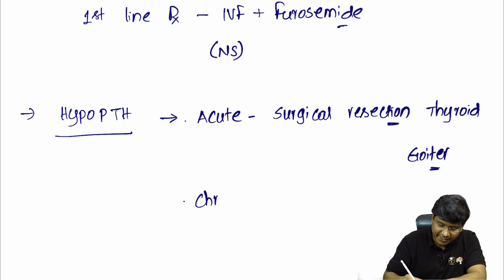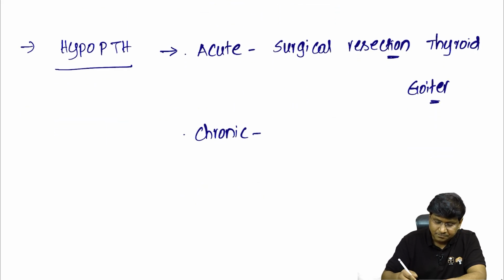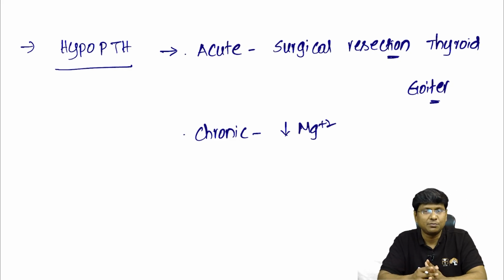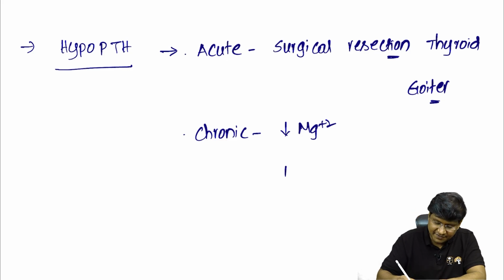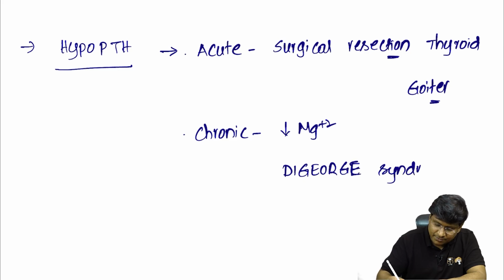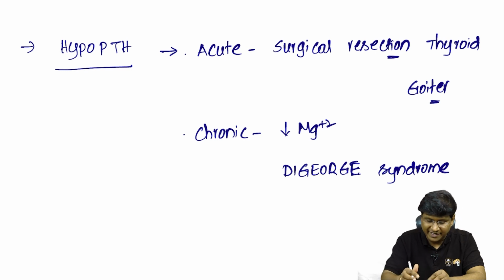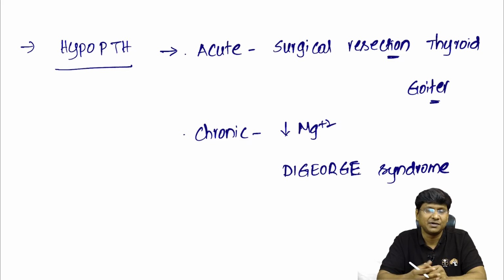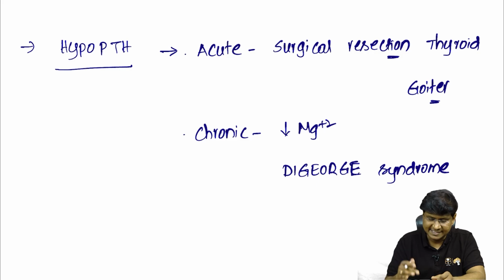Then what are the chronic causes of hypoparathyroidism? That includes hypomagnesemia, because magnesium is required for the release of parathormone from the parathyroid gland. If there is hypomagnesemia, that will result in hypoparathyroidism, right? And we have a genetic disorder, the DiGeorge syndrome. It is an abnormality on chromosome number 22 that will result in hypoparathyroidism. The other important etiology is an abnormality within the parathyroid gland itself, resulting in decreased parathormone secretion, right?